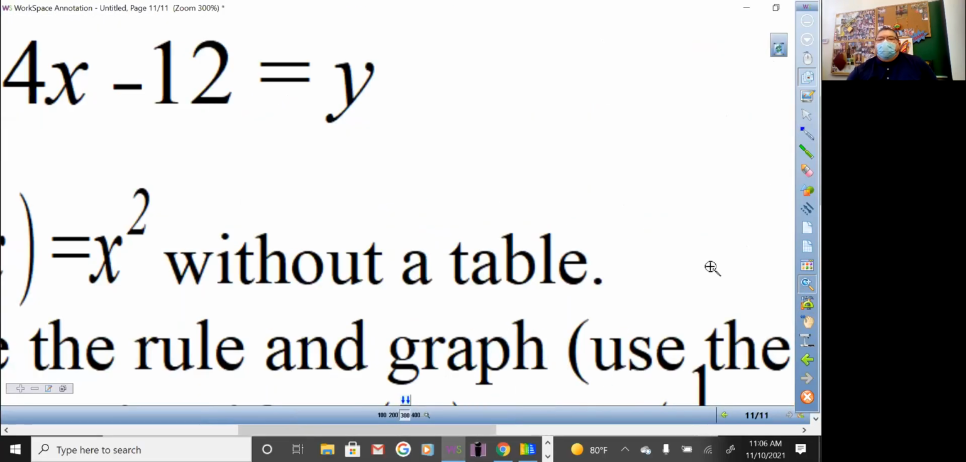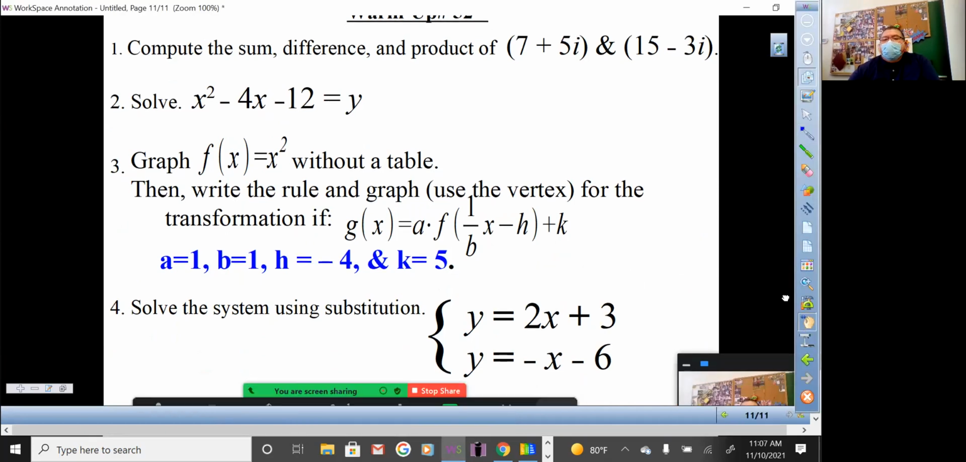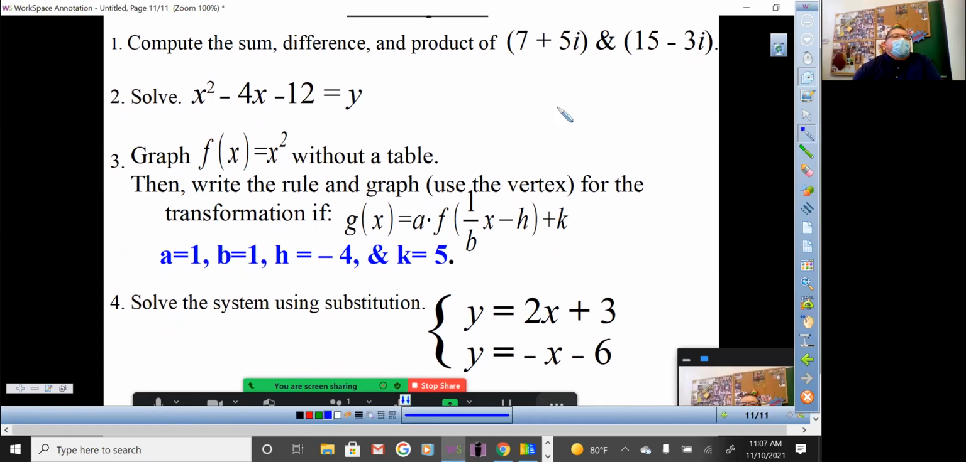All right. Let's see what you get for number one. For the sum, Raymond. 22 plus 2i. Hands, have you got that? That is correct. Difference, pass someone. Brooke, what did you get for the difference? I got -8 plus 8i. Hands, have you got that? That is correct. Don't forget to distribute that negative.